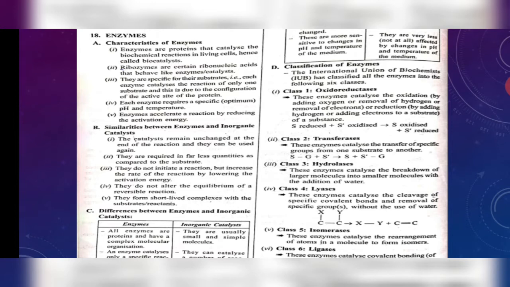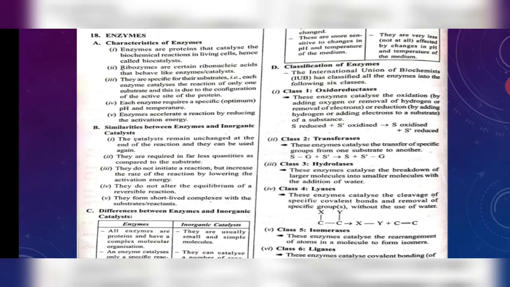Let us discuss the basic characteristics of enzymes. Enzymes are proteins that will catalyze the biochemical reaction. That's why they are known as biocatalysts. Most of them are proteinaceous in nature except for a few which are RNA in nature, and those which are RNA in nature are known as ribozymes. We don't call them enzymes, we call them ribozymes. Remember, all the enzymes are always substrate specific. They work for a particular substrate. They cannot be used for any other substrate.